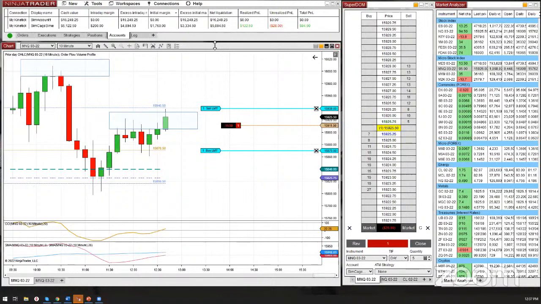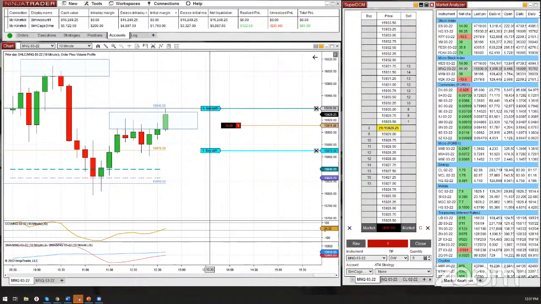So any questions so far at this point related to the micro Nasdaq or trading the micro Nasdaq? Pop them in right now. Nope, okay.